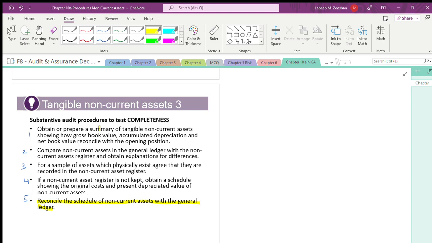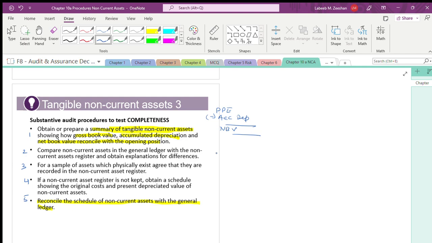You prepare a summary of tangible non-current assets. You have to prepare a summary: what is the gross value, what is the accumulated depreciation, and what is the net book value. This we automatically do in the financial statements. We will say property, plant and equipment, less accumulated depreciation, then net book value. That's all. We are not doing anything different apart from what we have done in the financial statements.